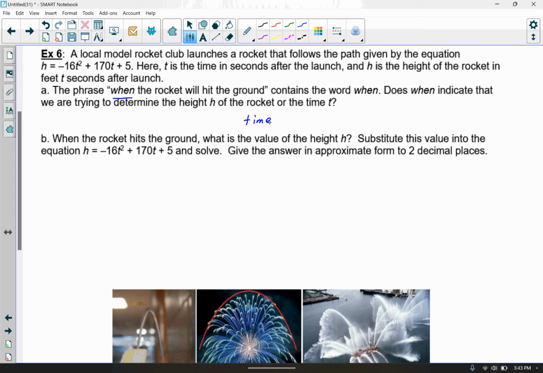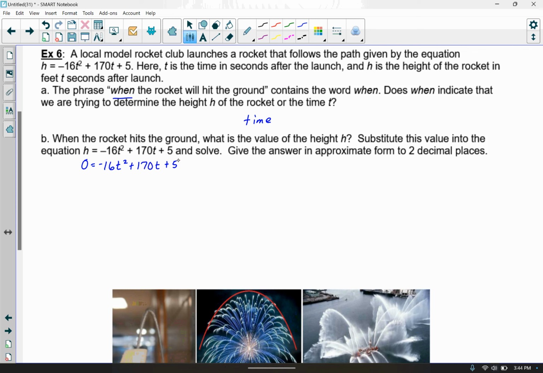So let's move on down then to part B. Part B says, when the rocket hits the ground, what is the value of the height? Substitute this value into the equation and solve it. So when the rocket hits the ground, it's got what height? Just like we saw in that previous problem, height would be 0. So I am setting my equation here equal to 0. And from here, I am going to solve.